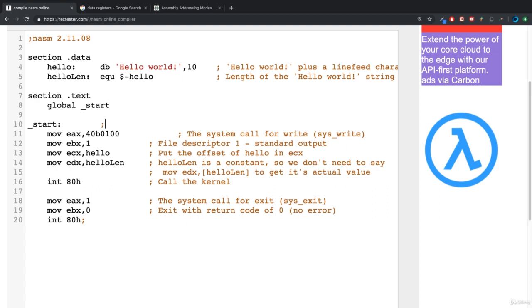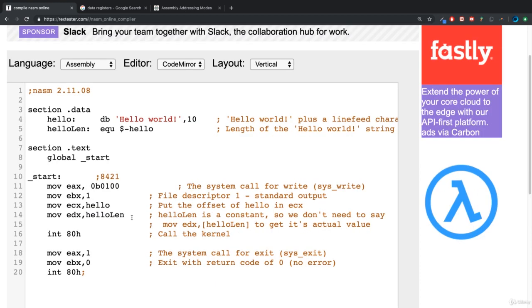if I just put, so this would be 8, 4, 2, and 1, and remember it is still getting the same value. So that's all immediate addressing mode is.